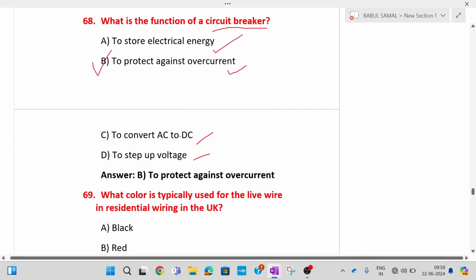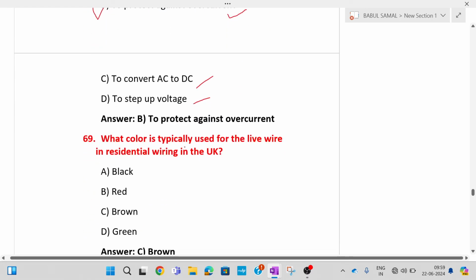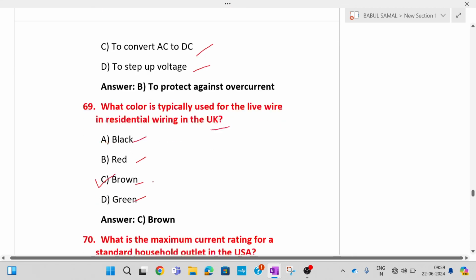Next question. What color is typically used for the live wire in residential wiring in UK? UK means United Kingdom, that is London. What is the color of the live wire in the wiring done in houses in that country? The options are black, red, brown, green. So the answer is brown color. Next question.